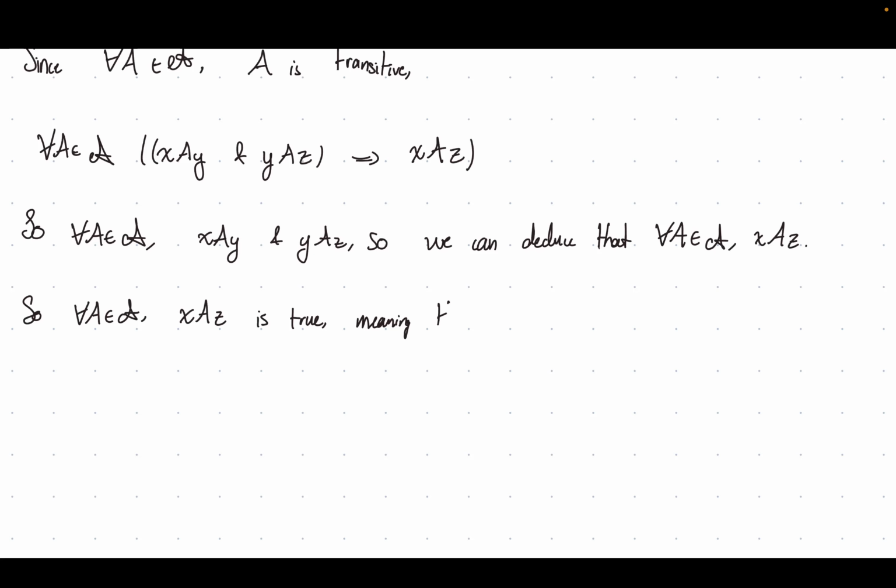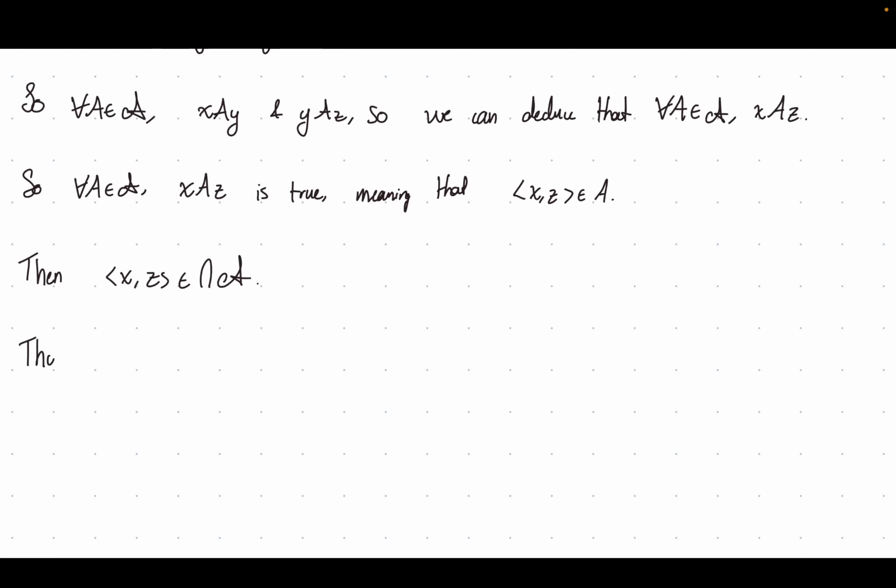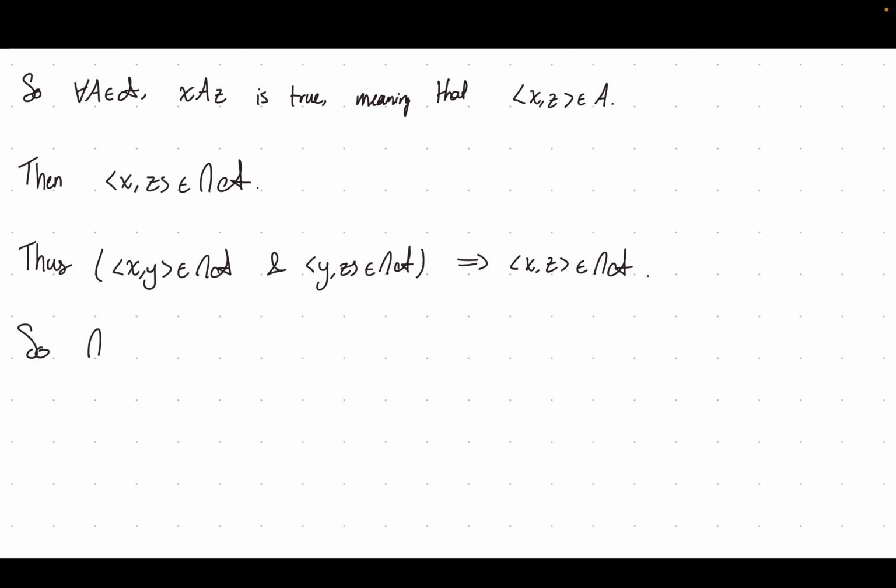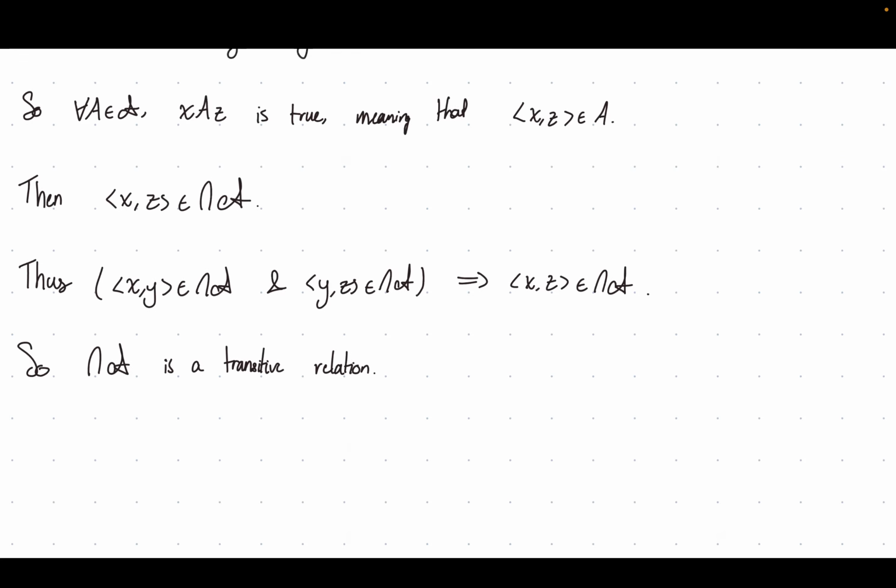Meaning that x comma z is in A for all A in script A. Then x comma z must be in the intersection of script A, and thus x comma y being in the intersection of script A and y comma z being in the intersection of script A implies that x comma z is in the intersection of script A. So the intersection of script A is a transitive relation. There we go, so that's part A.